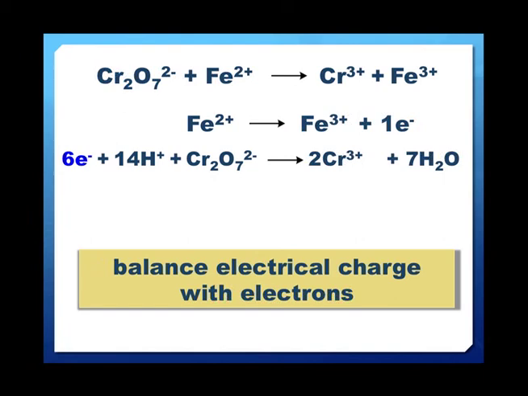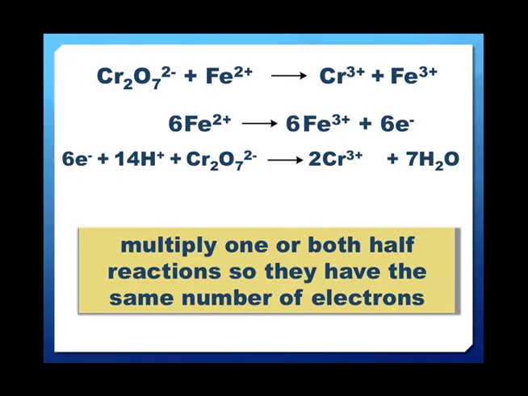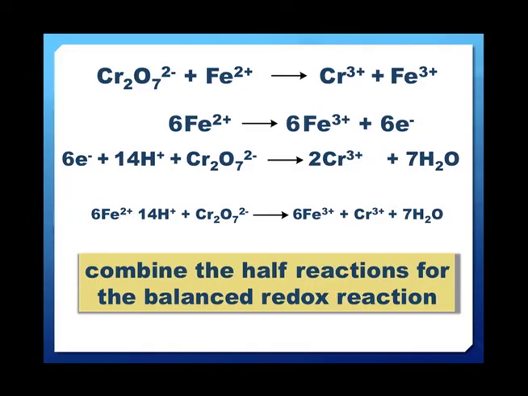Now we will need to combine these in such a way so as to cancel out the electrons. That means we will have to multiply this reaction by 6 in order to get 6 electrons to match the other half reaction. So 6 of each iron ion and the 6 electrons we need. Now we can finally combine these half reactions. Once they are combined, we can cancel out any species that appear on both sides, which in this case is just the electrons. So we can now see the exact number of ions that must react in order to produce this particular redox reaction.